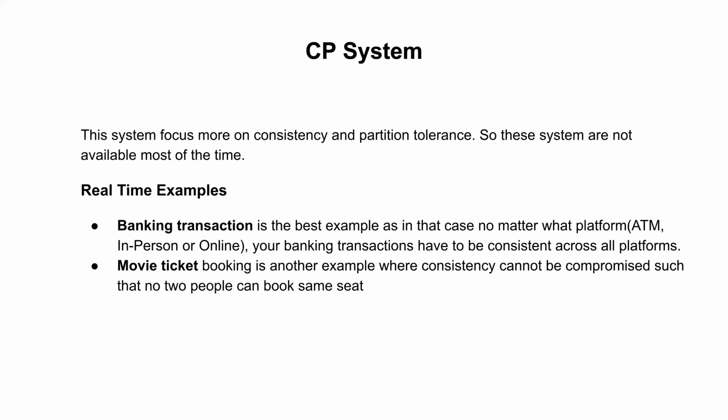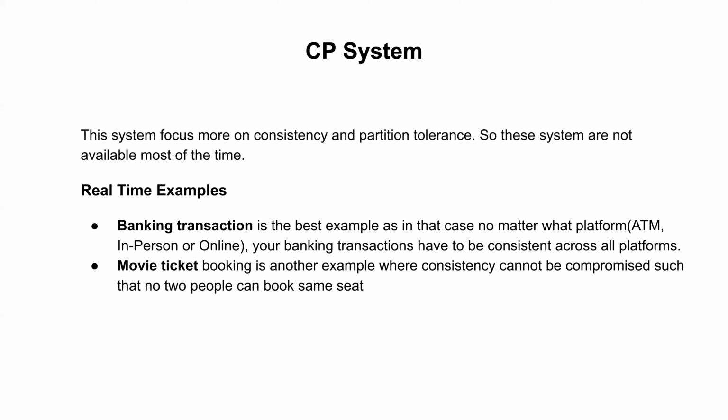CP systems. CP systems mostly focus on partition tolerance and consistency. These systems are not always available, but the data across them is always consistent. Let's take a real life example of a banking transaction. This is the best example I could take. Any banking transaction that is done from an ATM, in person, online, or mobile banking has to have consistent data across all platforms, whether it be the account balance or a transaction. It has to be consistent.